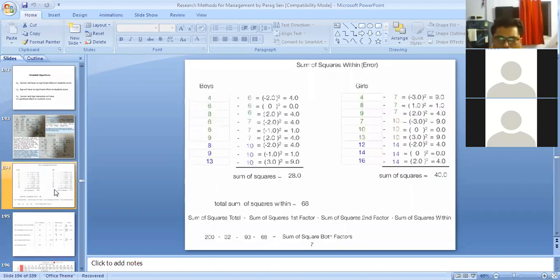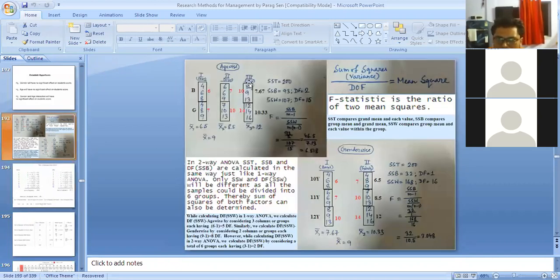So how will you calculate the sum of square within error? In order to calculate it, you need to consider all those 6 blocks that I just said. So you can understand that the mean of this block is 6. The mean of this block is 7. The mean of this block is 10. The mean of this block is 7. The mean of this block is 10. The mean of this block is 14.